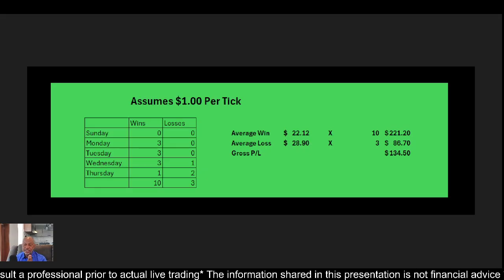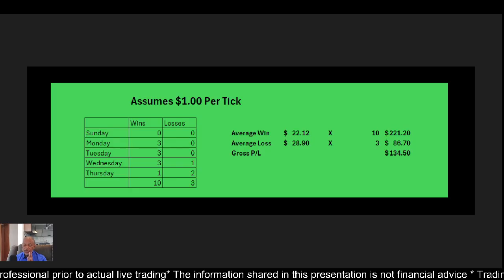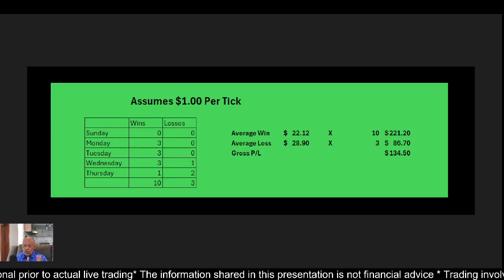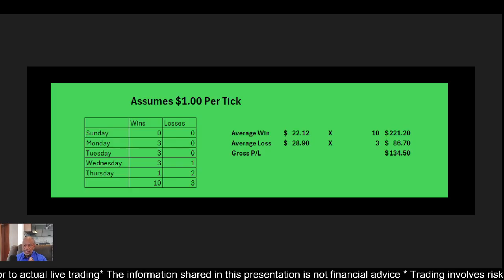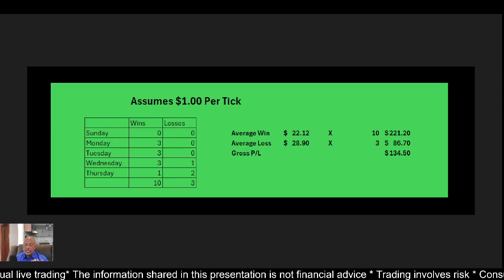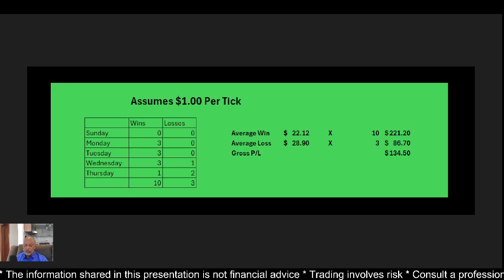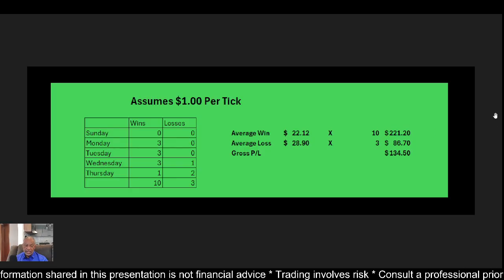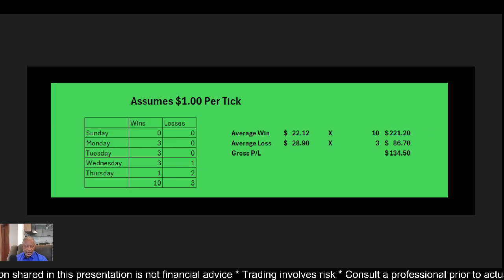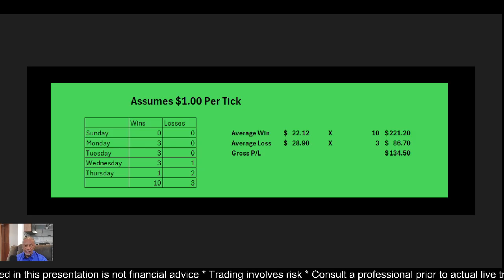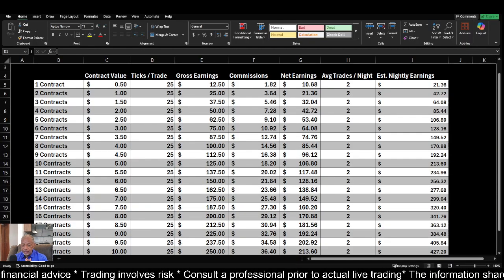Well, I did this for myself because I said, okay, I'm going to start small, but as I grow, how many trades do I need to make each night to realize a reasonable income? I'm not trying to get rich here. Rich is nice, but I'm just trying to realize a reasonable income. So let me just pull that up for you. Let's take a look. Okay, so here we go.